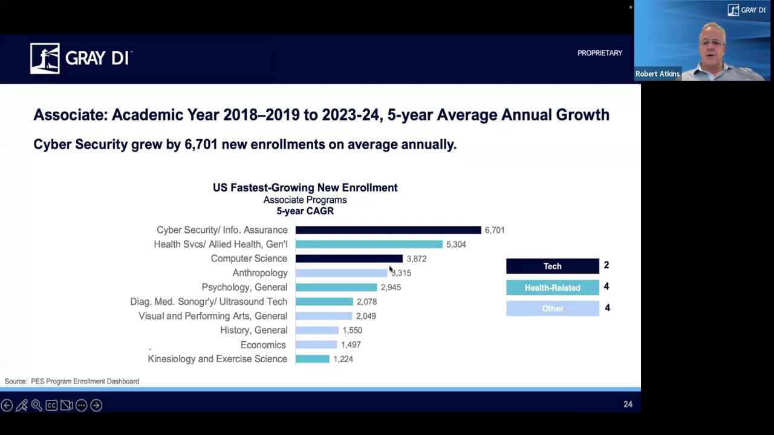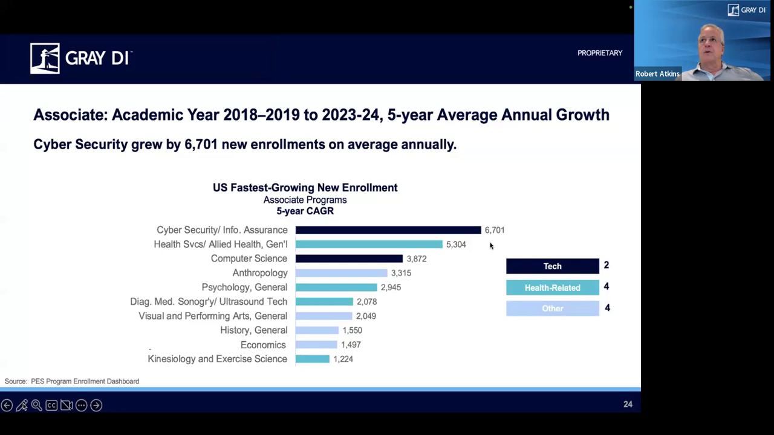Very impressive growth. Computer science also growing close to 4,000 students per year. So these are very substantial numbers if you think about it. Over the last 5 years, this means this program has gone up by over 30,000 students. Computer science up close to 20,000 students. Allied health up over 25,000 students. So these are very substantial growth numbers for each of these programs.